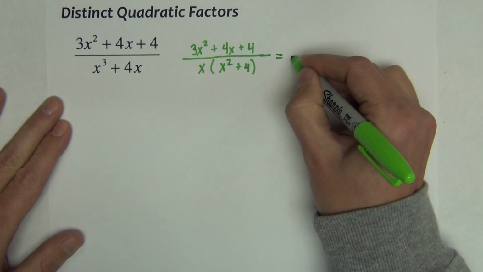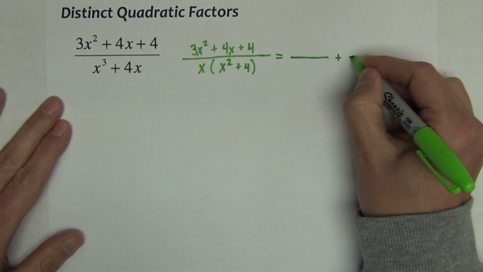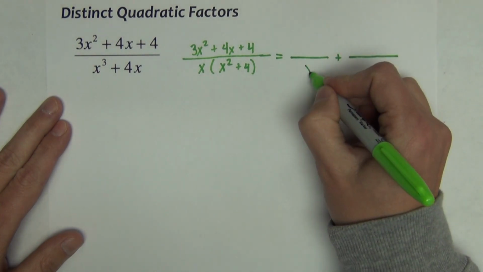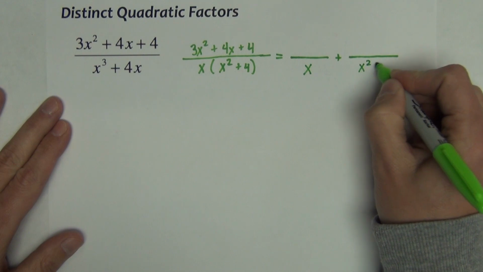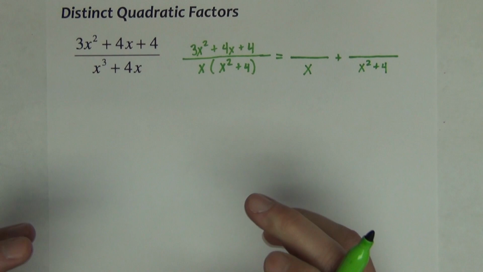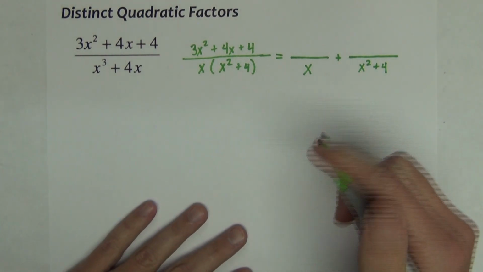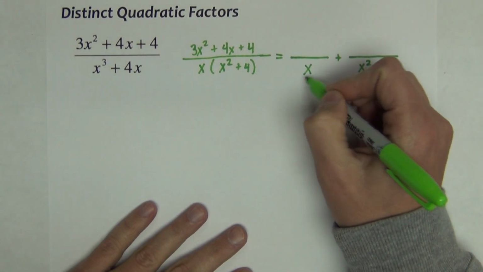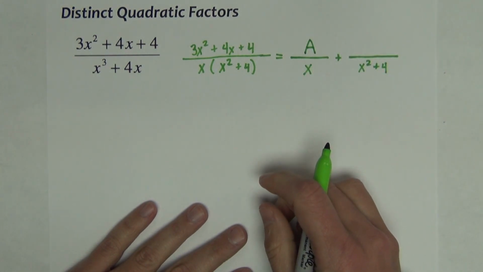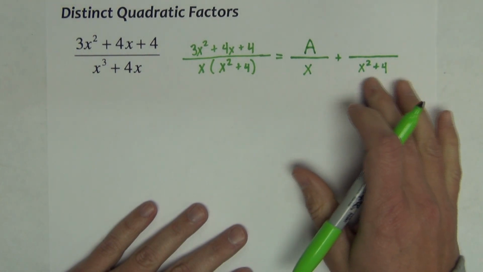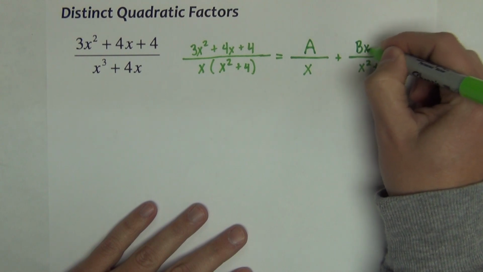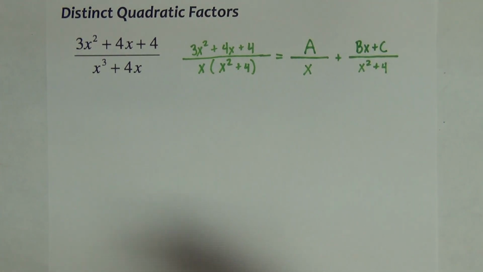And just like in the last setup, we're going to get a fraction over here for each of the factors that we see. So one fraction gets an x underneath it, the other gets an x squared plus 4. Herein is going to be a little difference in the setup of the problem. The linear factor x gets just a single numerical constant like we've been doing. However, the quadratic factor x squared plus 4 gets a linear numerator, bx plus c.